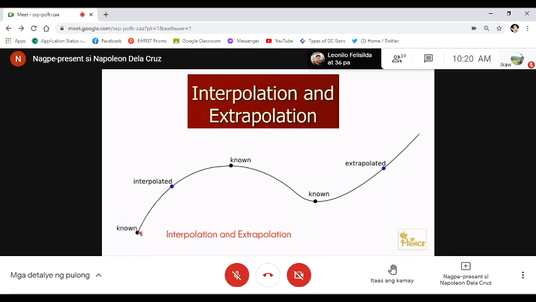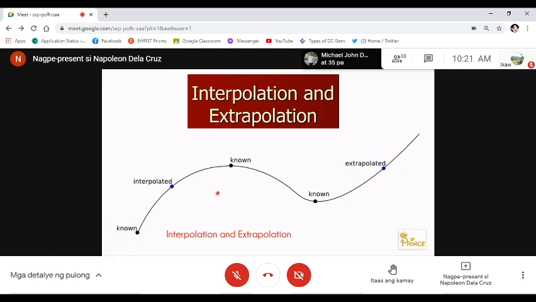Like for example, if we have known data points, we know this already. If we want to know a point between two known points, we can interpolate. Now, if these points are known, and we want to know a point which is beyond the known points, we want to know this point in relation to these points, we can extrapolate.